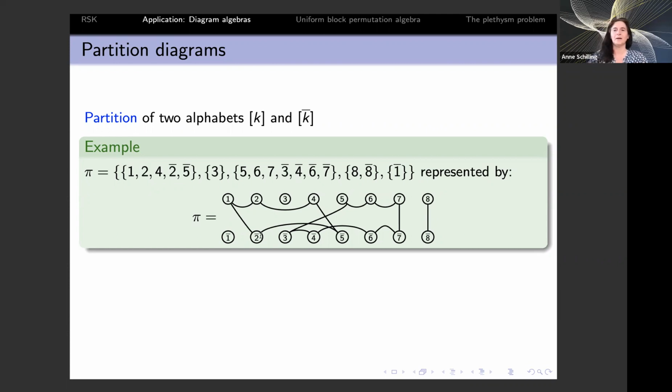It doesn't matter for this talk how we connect them. It just matters that those form a connected component. You can see that 1 bar is a singleton, so the 1 bar in our partition diagram is not connected to anything. And then the partition algebra is spanned by these partitions of the union of the set 1 up to k and 1 bar up to k bar.